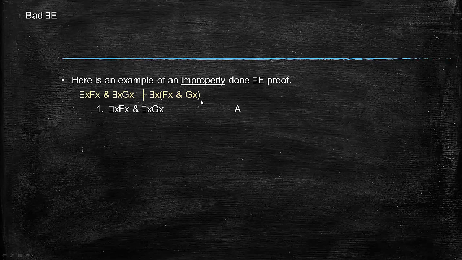So we assume there exists an x f of x and exists an x g of x. We separate these by and elimination. Now that's all fine, okay? But then what do we need to do? Well, what we would really want to do is get f of a and g of a on a line together and then introduce the existential quantifier. So let's see if we can do that.